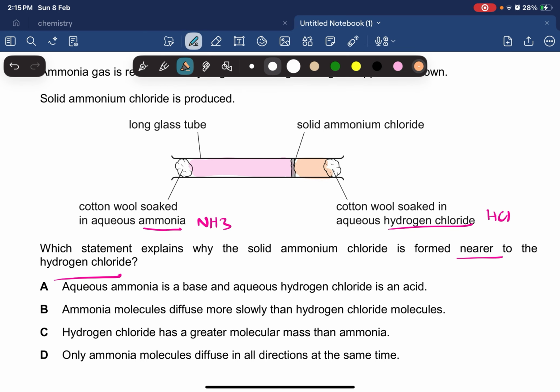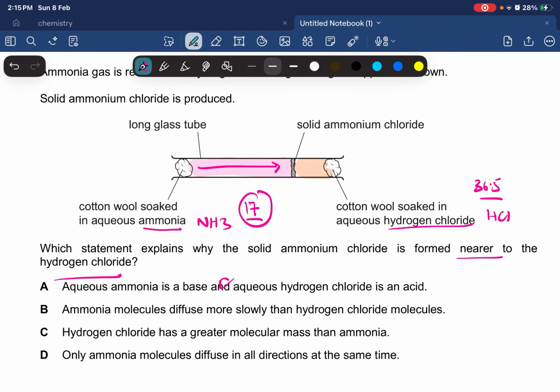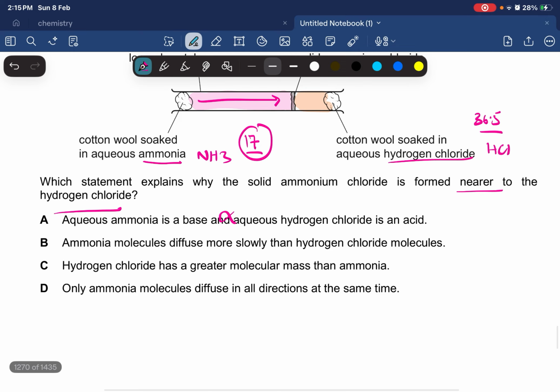Why? Because the Mr of hydrogen chloride gas is 36.5, right? And for ammonia, it's 17, right? So since it's lighter in mass, it's going to diffuse faster. Simple. Aqueous ammonia is a base. No, basic and acidic nature does not have anything to do with your rate of diffusion. Ammonia molecules diffuse more slowly. No, they diffuse more quickly. HCl has a greater molecular mass than ammonia. That's right. Greater molecular mass means slower rate of diffusion.